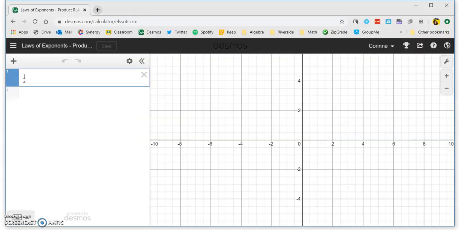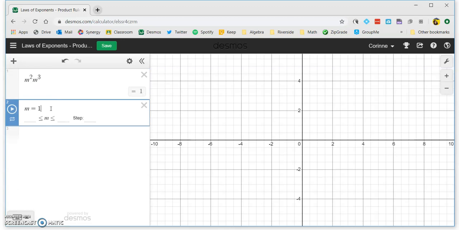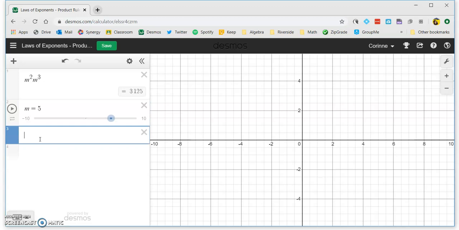You may remember from previous days that we can use Desmos to check this as long as we add sliders. We use sliders to check, and we don't use x. So I'm going to try using m. I'm going to add a slider. I'm going to set it to a number other than 1. And this should be equivalent to m to the 5th, and it is. So we've done this correctly. And I'm going to save this and I'll share the link with you guys in the HyperDoc.